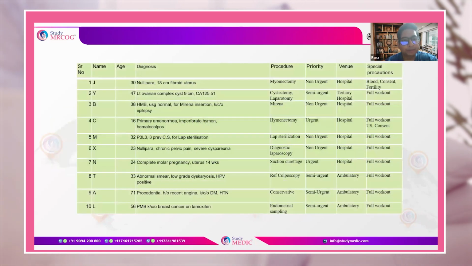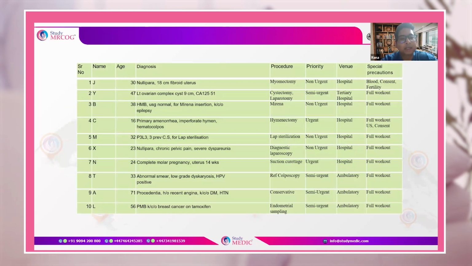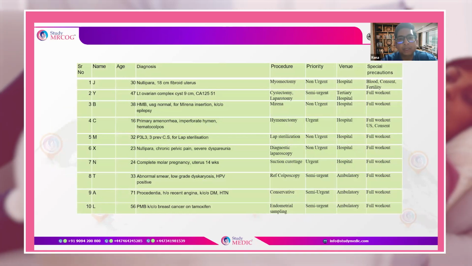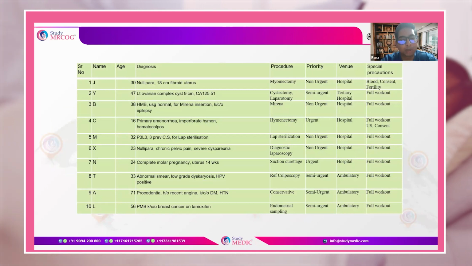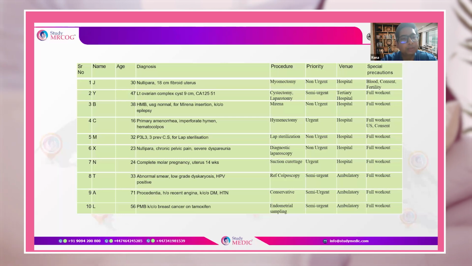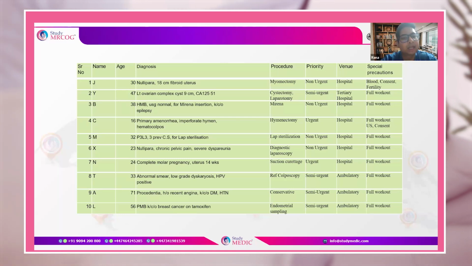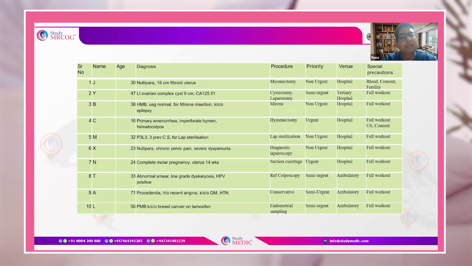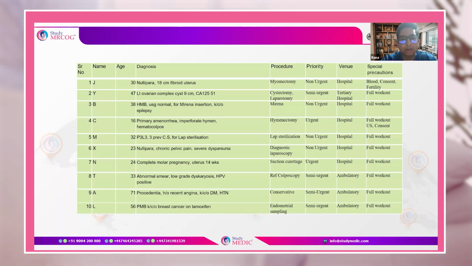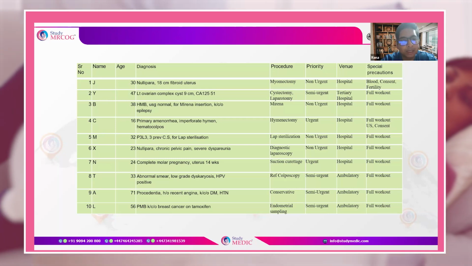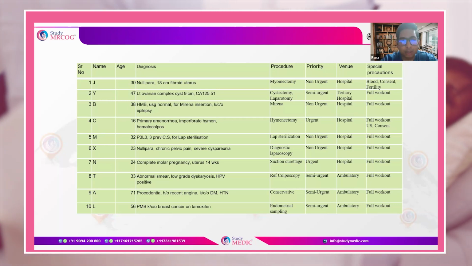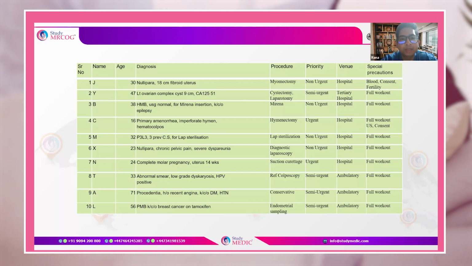So here is the key. You can see that I have classified accordingly on the basis of what type of surgical procedures are important. So keep in your mind to first go through the patient. Like here, there is a nulliparous patient with an 18 centimeter fibroid uterus. Of course, in such a patient, you cannot do anything other than a myomectomy. As she is nulliparous, she will require a myomectomy. This is very important.